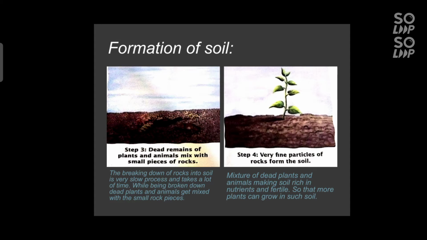While being broken down, dead plants and animals get mixed with the small rock pieces and improve the soil quality. The mixture of dead plants and animals makes soil rich in nutrients and fertile, so that more plants can grow in such soil. Fertile means the soil is very good and plants grow very fast in it. That is called fertile soil.